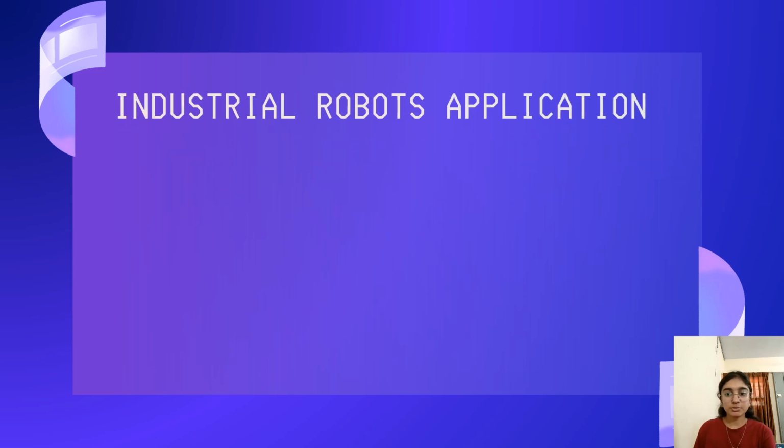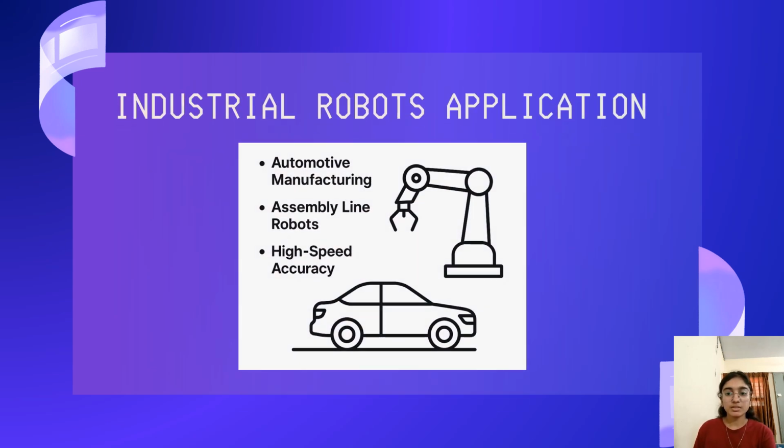Now, industrial robots application. As you can see in the diagram, the robotic arm uses encoders with Gray code. Each joint has an encoder that tells the system exactly how much the joint has moved. As you can see here, the joint is moved like this. So this is the industrial robot application.